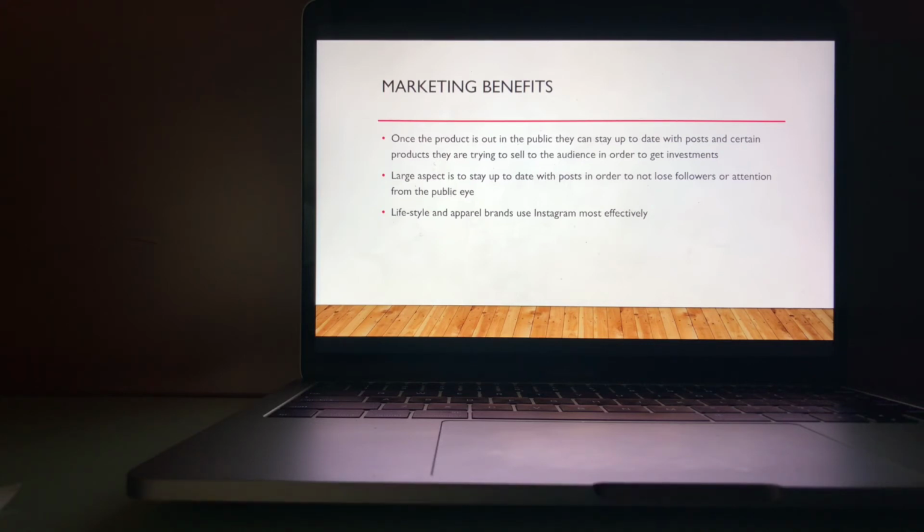So I believe that companies that use these most effectively could be, like I said, lifestyle brands and apparel companies. I believe that a success would be through Instagram, such as a Lululemon or a Nike, Adidas, Under Armour, certain apparel companies that could show their different products and things to really create attention in the public eye and to not lose attention and lose followers.